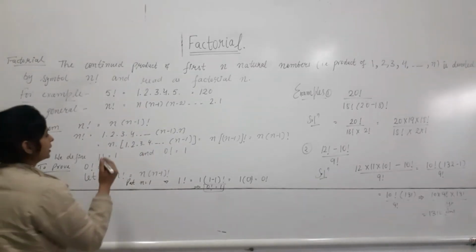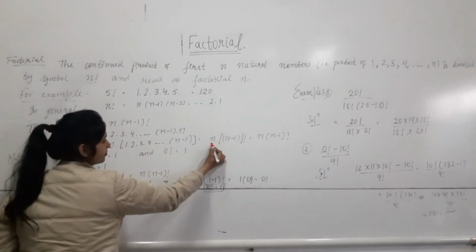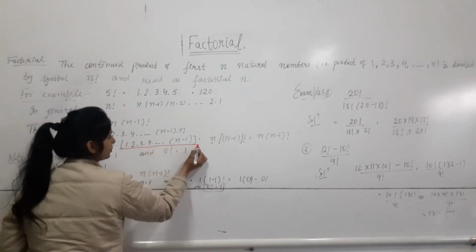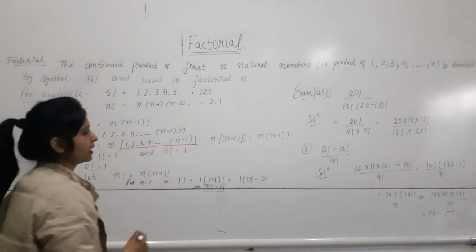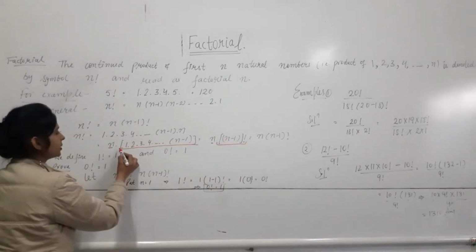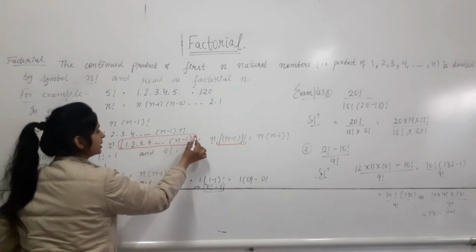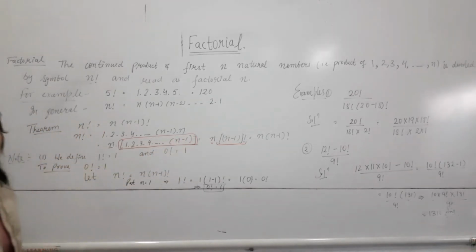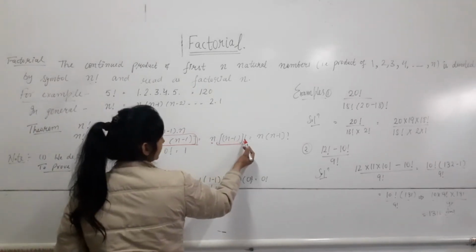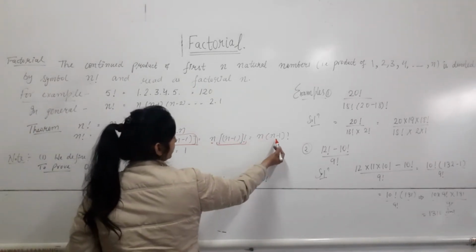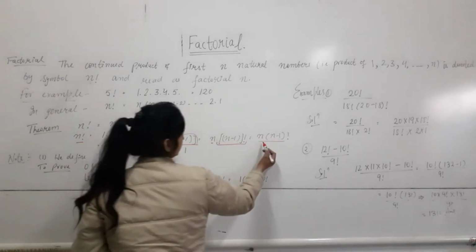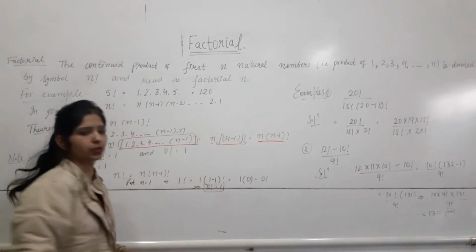Now look here. This n is the same, and 1, 2, 3, 4 up to n minus 1 becomes n minus 1 factorial, because this is the expansion of n minus 1 factorial. So we get n into n minus 1 factorial. Hence n factorial is equal to n into n minus 1 factorial.